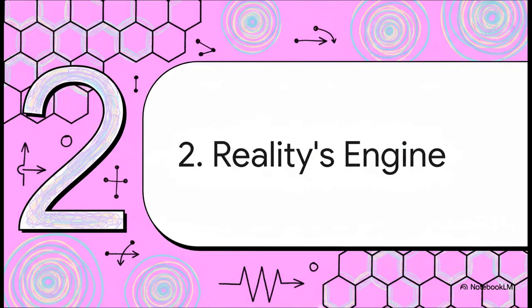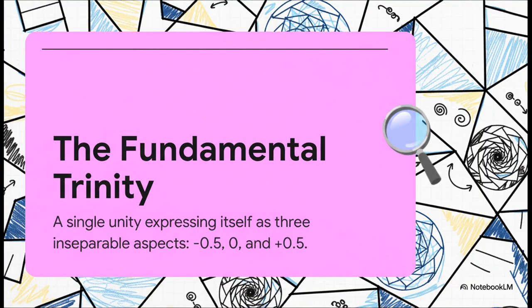All right, section 2, reality's geometric engine. So, okay, a universal pattern. That's a cool idea. But how in the world does a simple pattern create something as rich and complex as our universe? Well, the framework says it all comes down to a kind of geometric engine. It all kicks off with this idea called the fundamental trinity. Now, this is super important. These are not three different things.